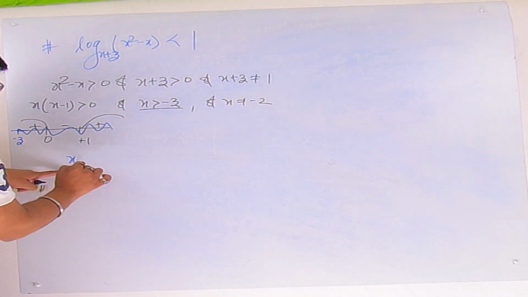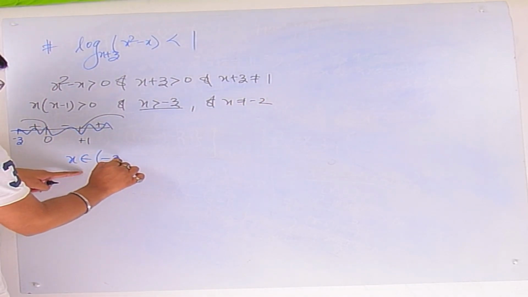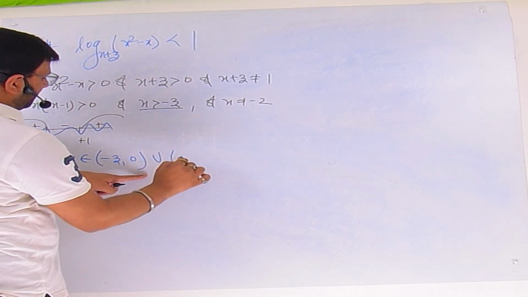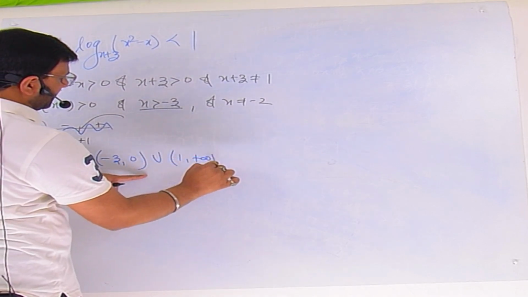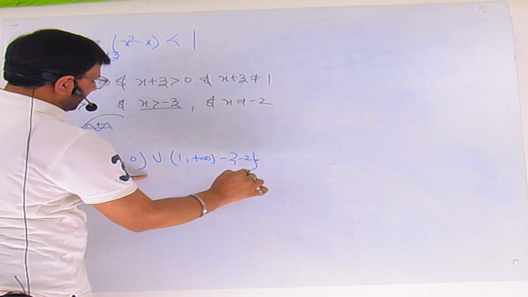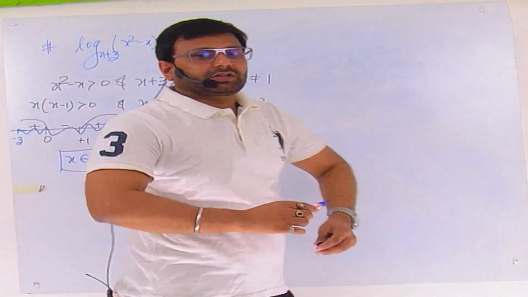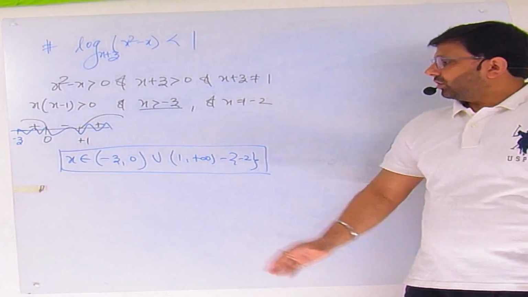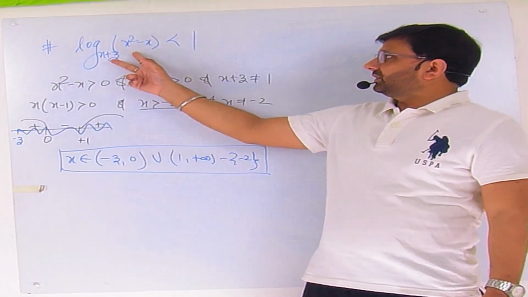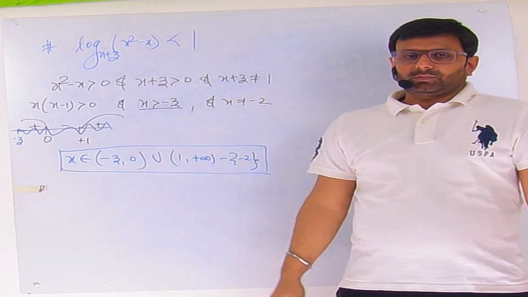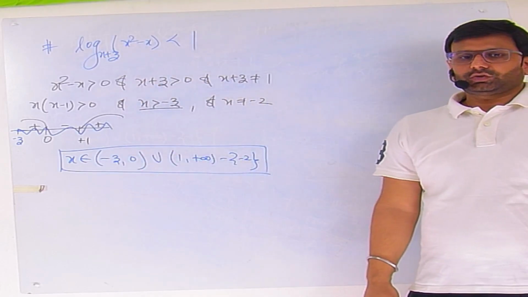So what will be my domain here? x belongs to minus 3 to 0 union 1 to plus infinity, excluding minus 2. Before solving this kind of question, you must first define the domain. Now I have defined it. Here the base is also variable. Clear now? Any confusion?